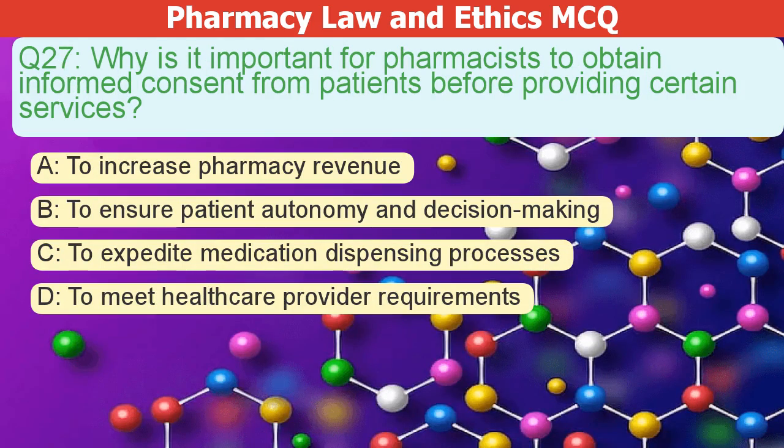Why is it important for pharmacists to get informed consent from patients before providing certain services? A. To increase pharmacy revenue. B. To ensure patient autonomy and decision making. C. To expedite medication dispensing processes. D. To meet healthcare provider requirements.